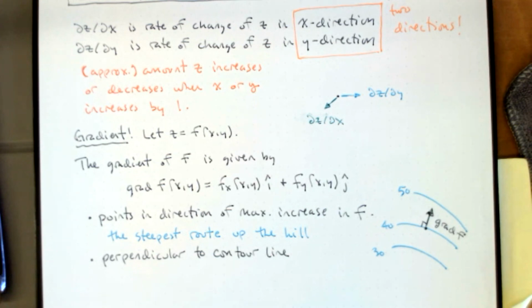Let's talk about why this makes sense. The contour line is telling us where the function isn't changing at all. So if we travel tangent to the contour line, there is no change in the function. Perpendicular to the contour line, there is maximum change in the function.